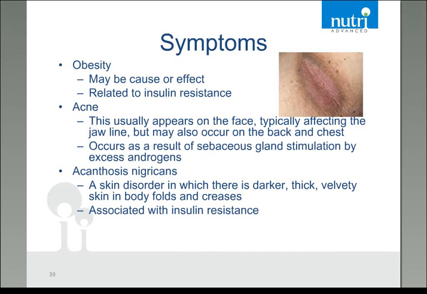Further symptoms include obesity. It may be the cause or it may be the effect and related to insulin resistance. Acne, this usually appears on the face, typically affecting the jawline, but may also occur on the back and chest. It occurs as a result of sebaceous gland stimulation by excess androgens. Acanthosis nigricans, a skin disorder in which there's darker, thick, velvety skin in body folds and creases associated with insulin resistance. So sometimes you might see this in the fat layers within the neck, underneath the armpits, or in fat layers on the back.